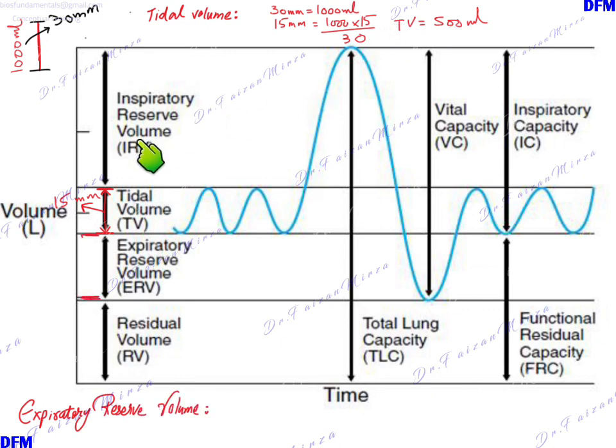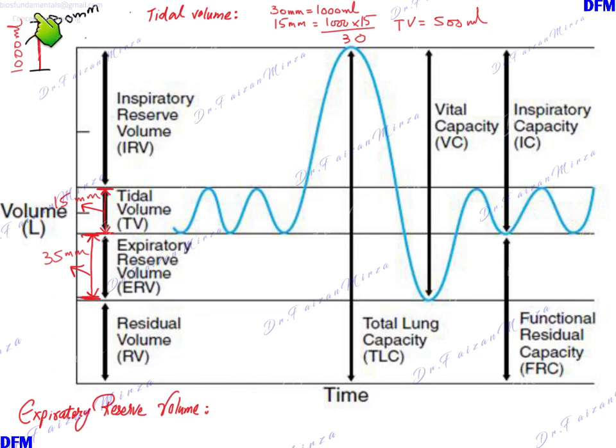The same can be used for calculating all these values. You just measure the respective distance and using the same standards, using the same scale here, the values can be calculated. The millimeters can be converted into ml.